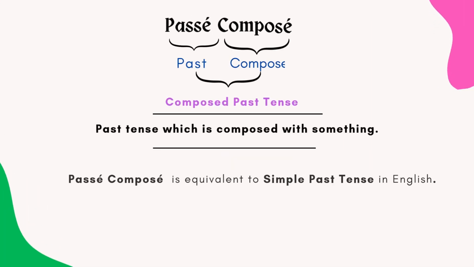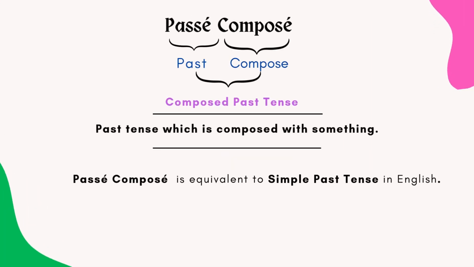Before going to the main topic of today, let us recap what we have learned in the last session. We have translated the exact meaning of passé composé, which is the composed past tense. And what is composed past tense? Composed past tense is a past tense which is composed with something. And what is passé composé composed with? Verbe auxiliaire plus participe passé, which is auxiliary verb plus the past participle.